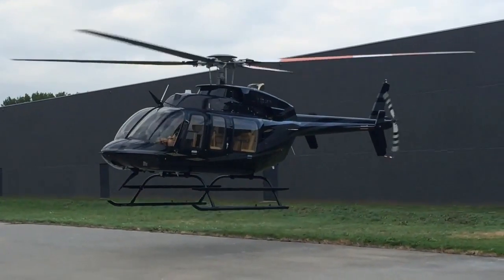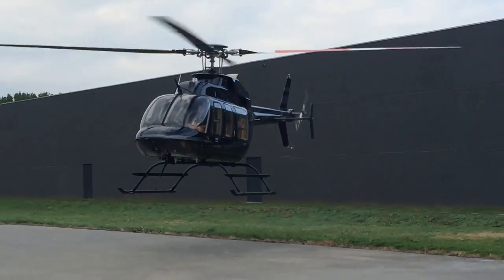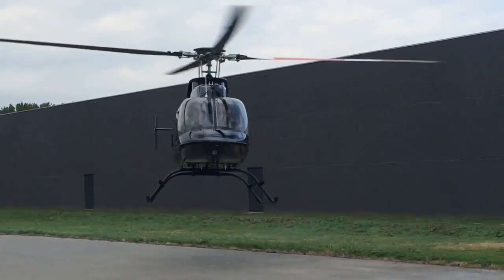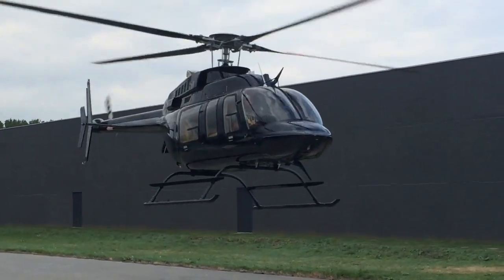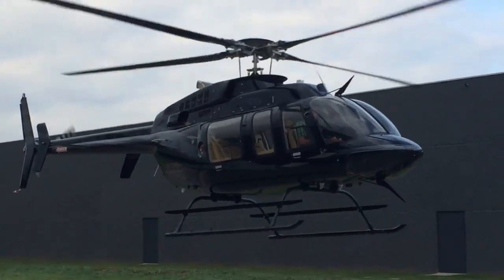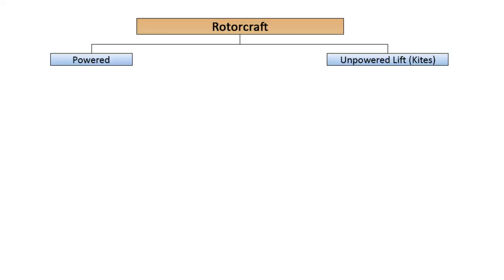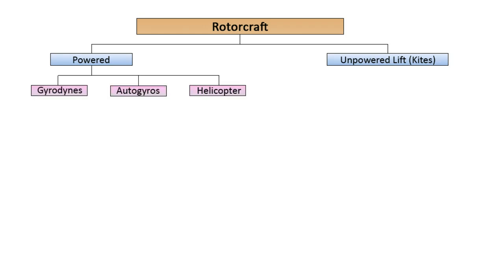A rotorcraft or rotary-wing aircraft is a heavier-than-air aircraft with rotary wings or rotor blades, which generate lift by rotating around a vertical mast. As depicted in the figure, there are two types of groups, powered and unpowered. Powered group includes three main subgroups, namely, gyrodyne, autogyro, and helicopters. Unpowered are mainly rotor kites.